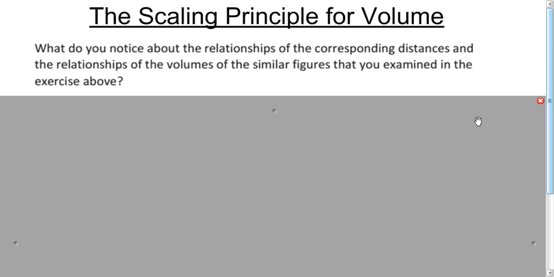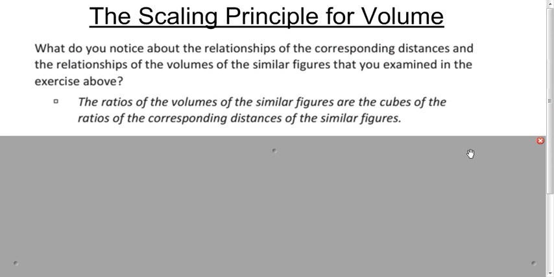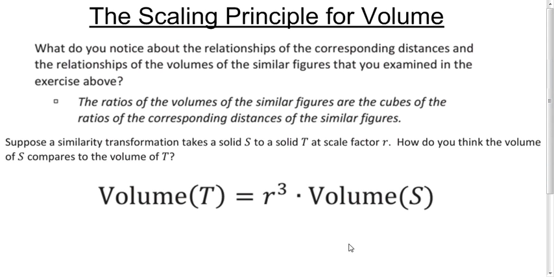What do you notice about these relationships? Just like we thought would happen. The ratio of the volumes are the cubes of the scale factors that relate to two similar figures. So here's the same scaling principle put into terms of volume and r as the scale factor. This is a very important property to know.